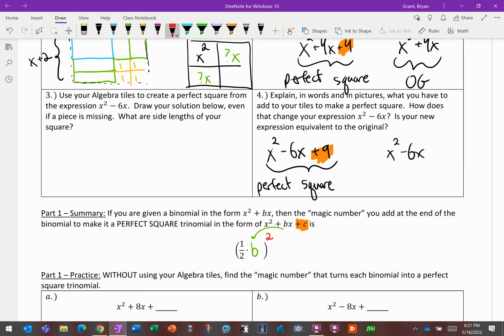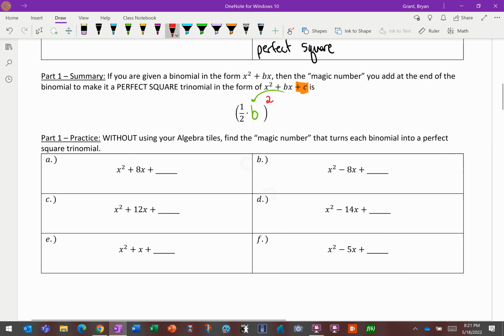And there is going to be a problem both on your knowledge check and on your test about this. It's going to give you x squared plus some number of x's, and you have to figure out what is the magic number at the end that turns each binomial into a perfect square trinomial. But now we have a formula to do that.